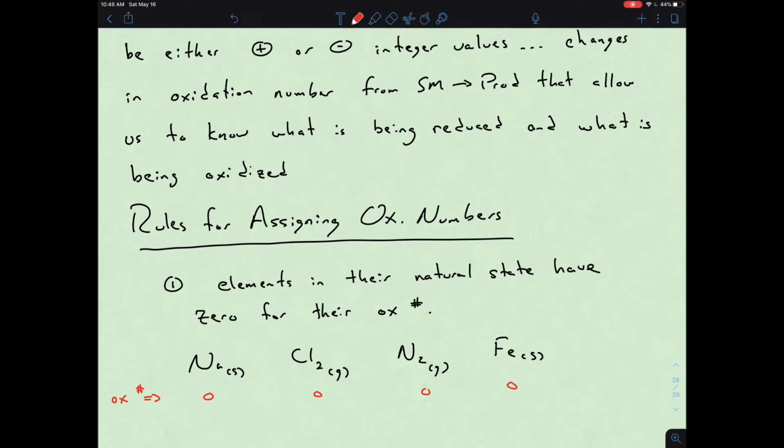For the chlorine, it's diatomic as well as the nitrogen, and it's 0 for both the elements within that. Both chlorines have a 0 oxidation state in Cl2. Both elements of the nitrogen have a 0 oxidation number as well.